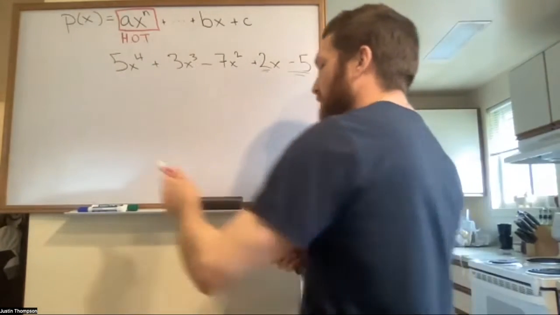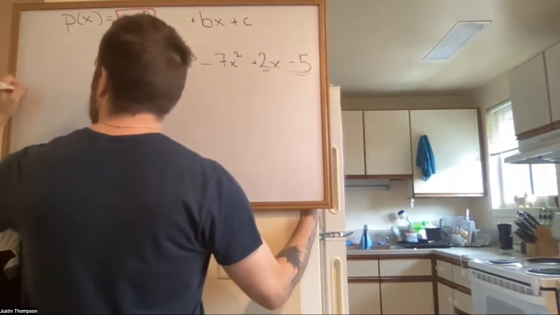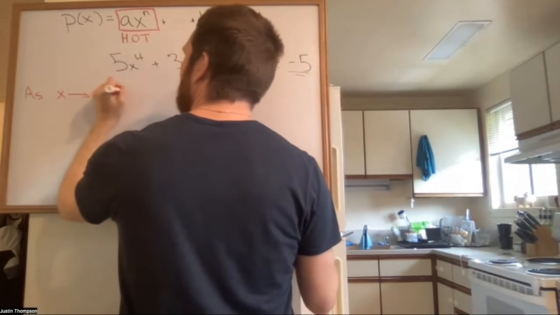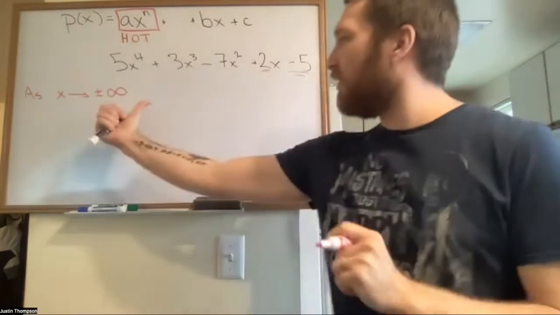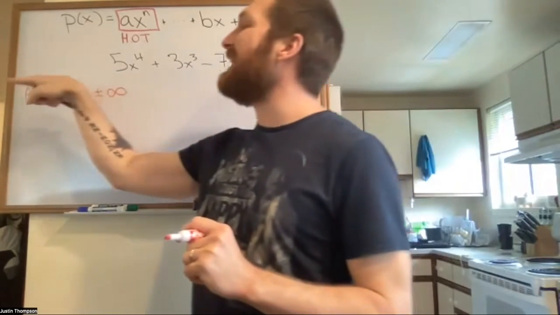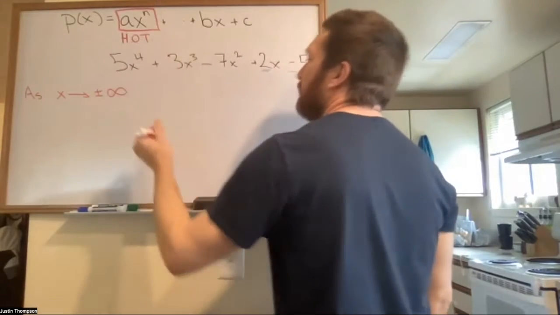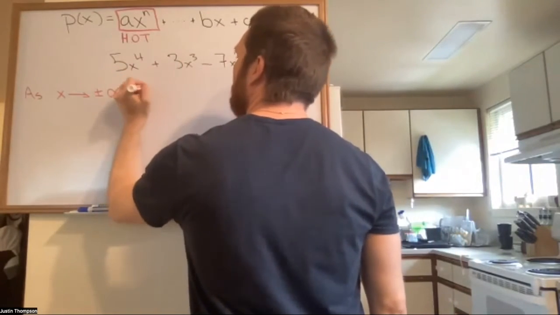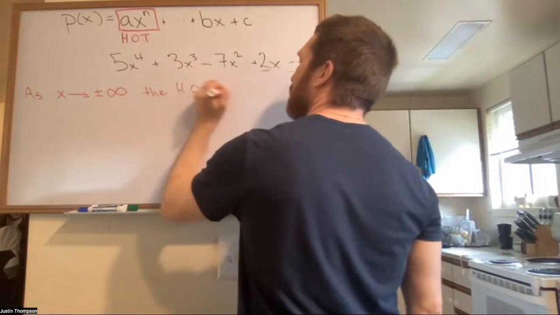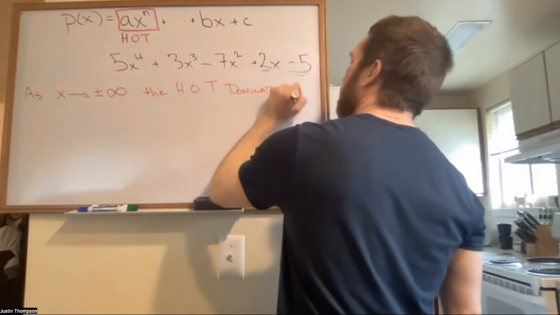And we're going to say, as x gets large, and I'm going to do that symbolically, we're saying as x goes in the positive direction towards infinity, or in the negative direction towards negative infinity, as x approaches plus and minus infinity, the highest order term dominates the polynomial.